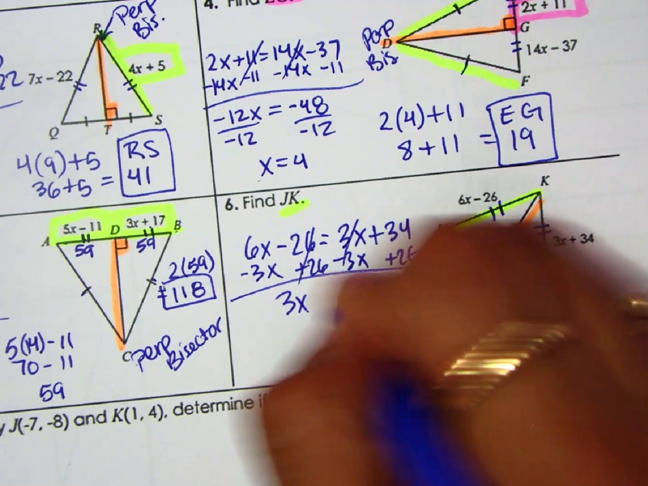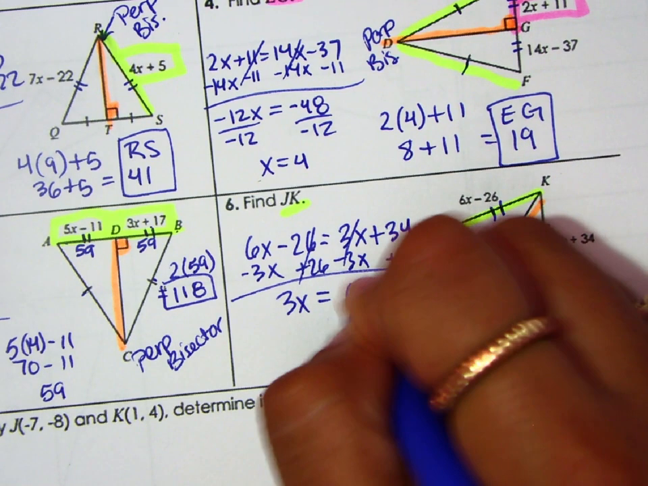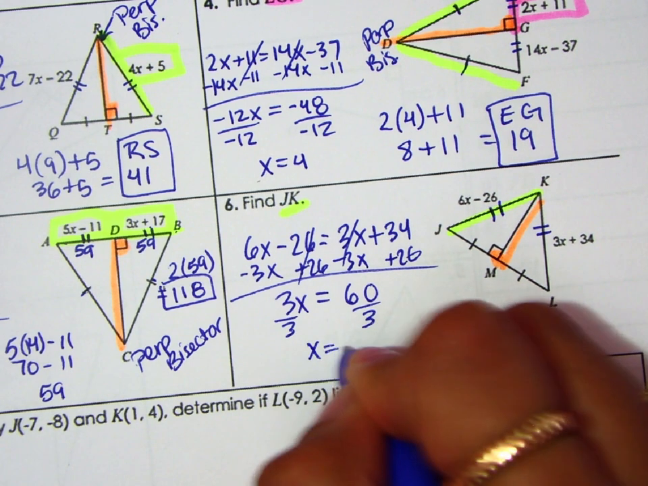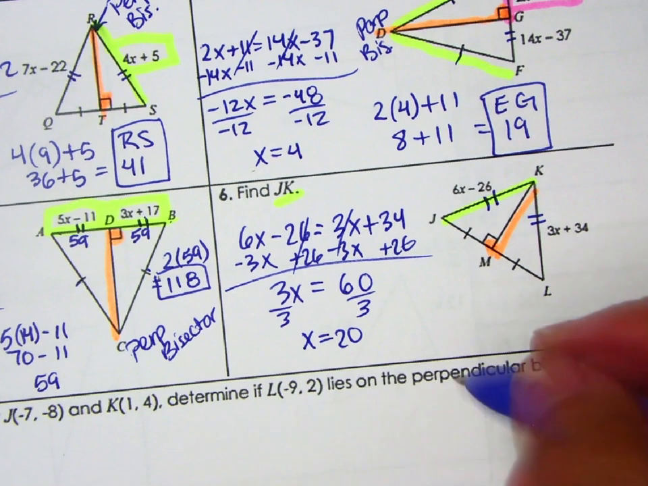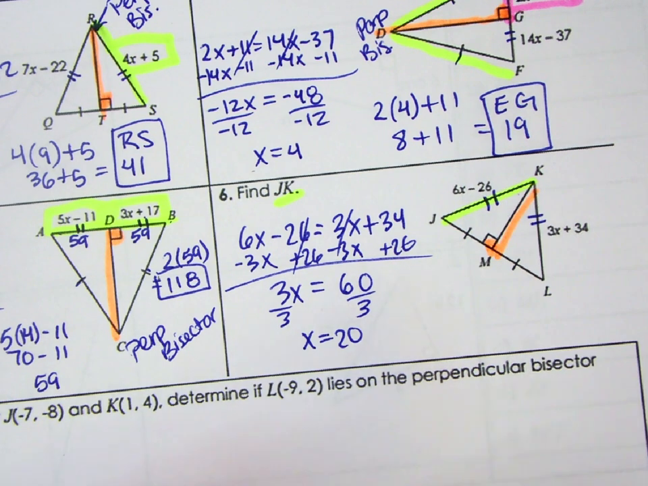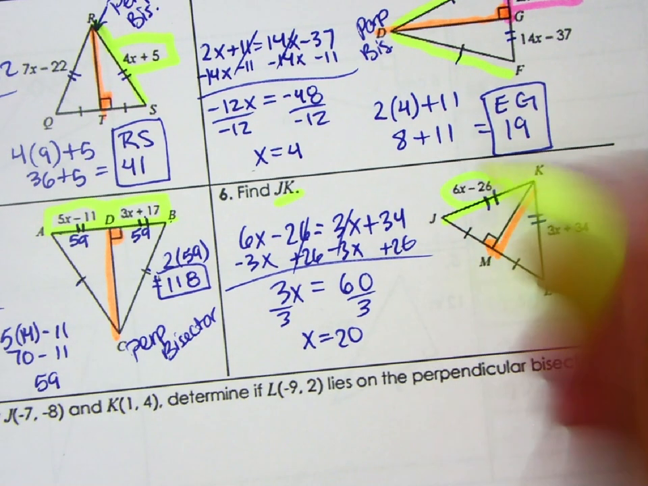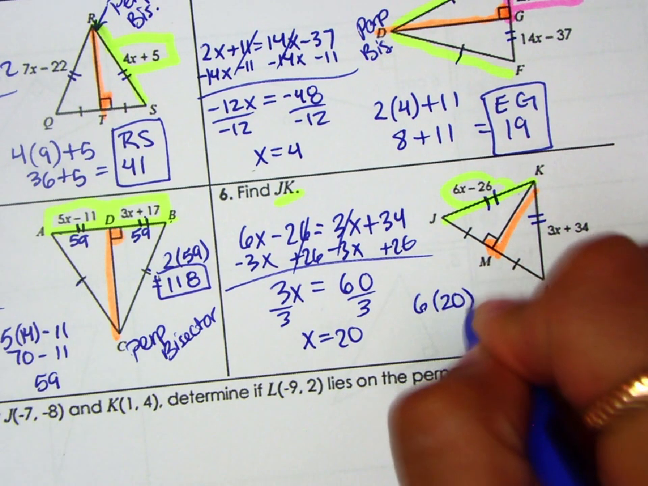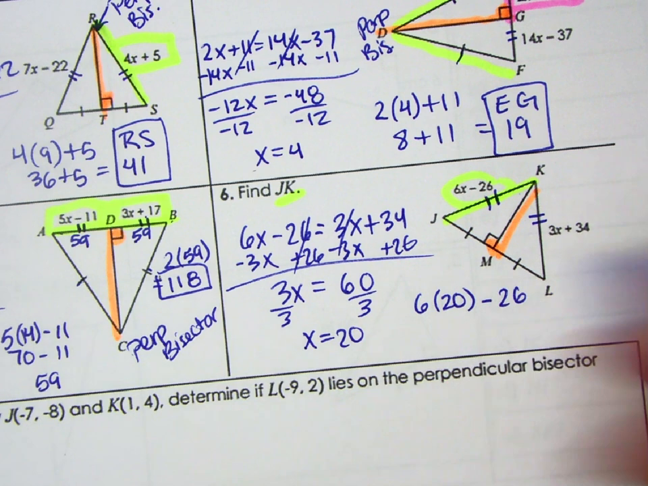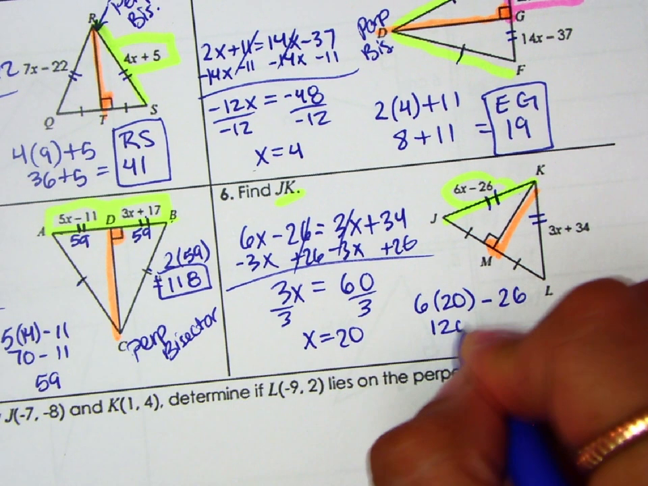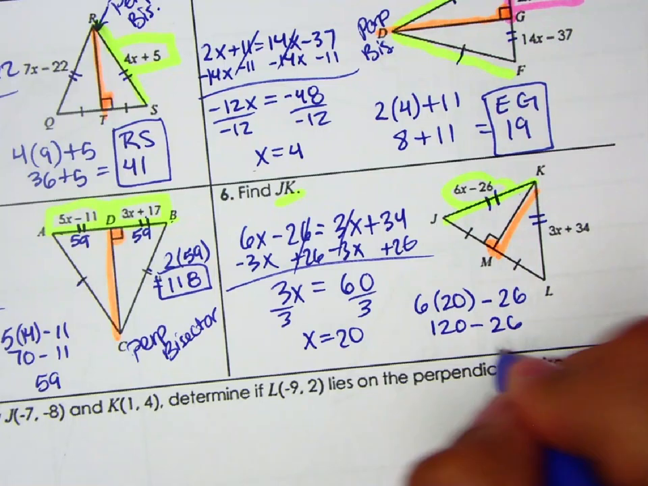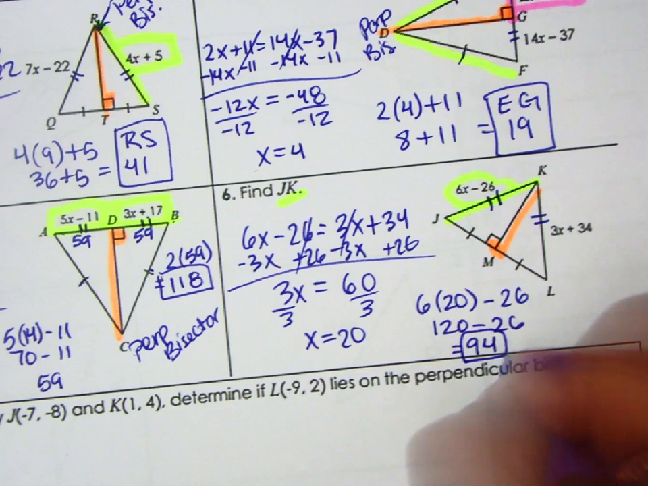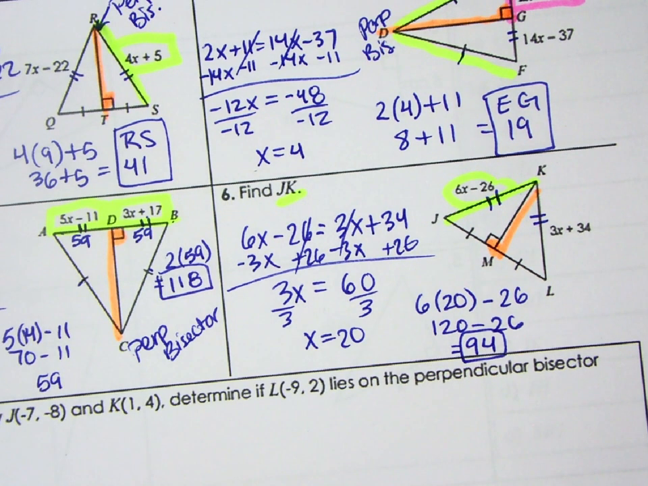So 3x equals 60. Divide by 3, x equals 20. JK is this expression right here. So we're going to do 6 times 20 minus 26, and that's 120 minus 26, which equals 94. So that's the measure of JK.